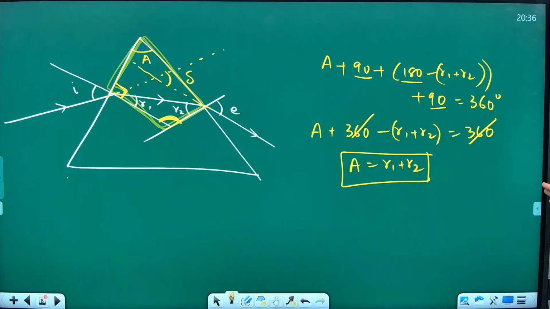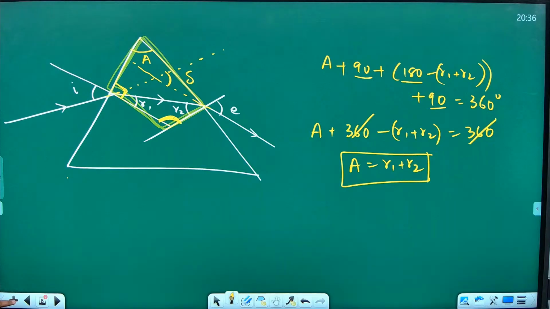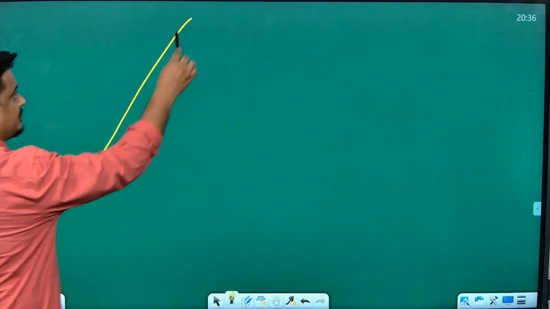I hope you are done with this. Can I proceed further? Litish, Lingesh, done? Okay. So, please pay attention. I am drawing the diagram once again, a bigger diagram.